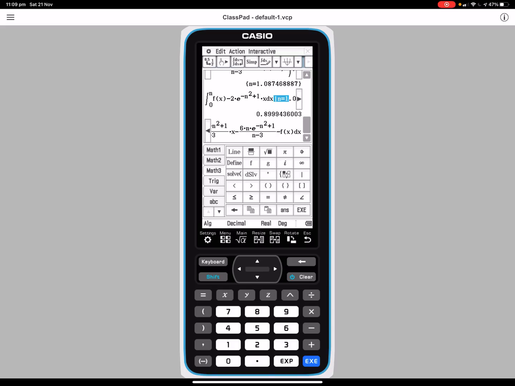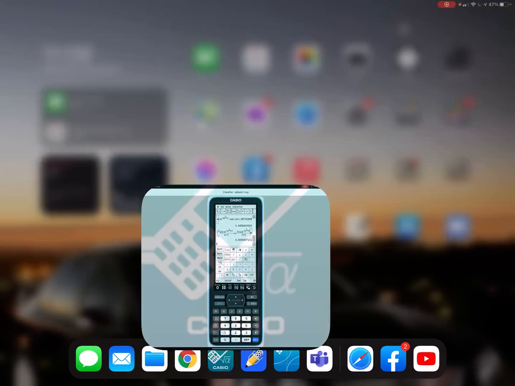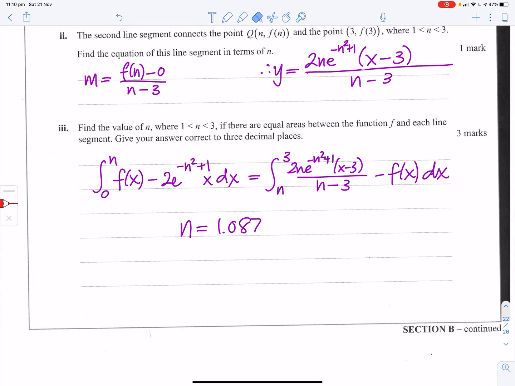Then do it with a second equation, and do the same thing. Given n, same area. So we know we've done it right.